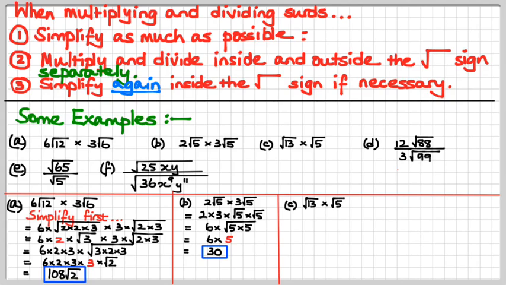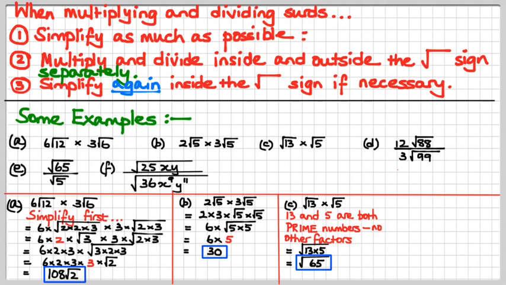Let's do C. That looks like root 13 times root 5. Both of them are prime numbers, so you can't simplify them any further. No other factors. So we'll just multiply them together under the big umbrella surd, and you get, what's 5 13s? Well, it's 65. To keep us alive and make us thrive, that's the answer. Isn't it great?